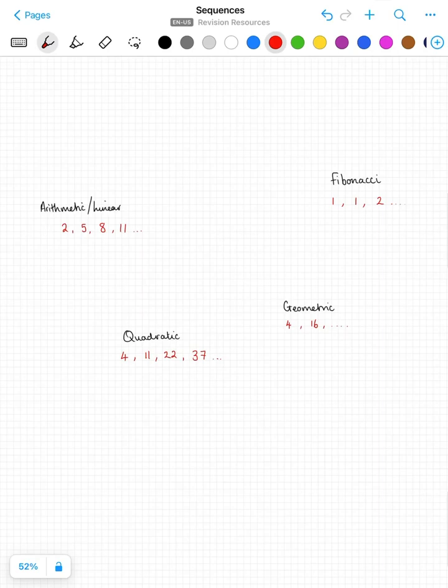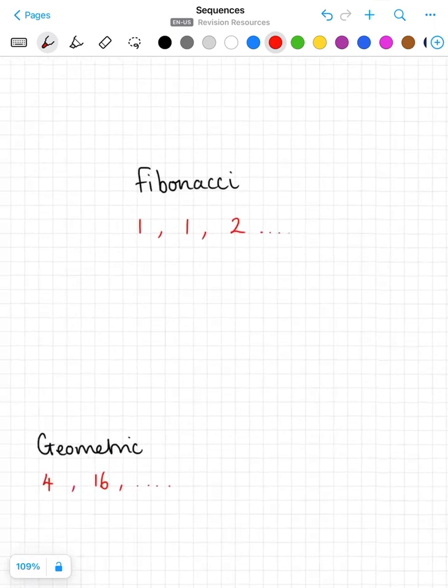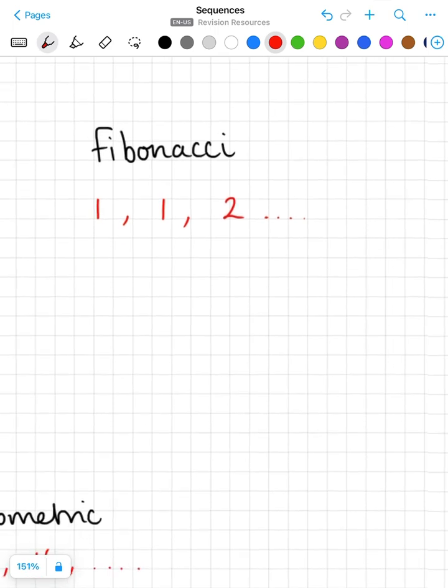Sequences. There are 4 different types of sequence we're going to be looking at. An arithmetic sequence, quadratic sequences, geometric sequences, and Fibonacci sequences. Let's start with Fibonacci sequences.